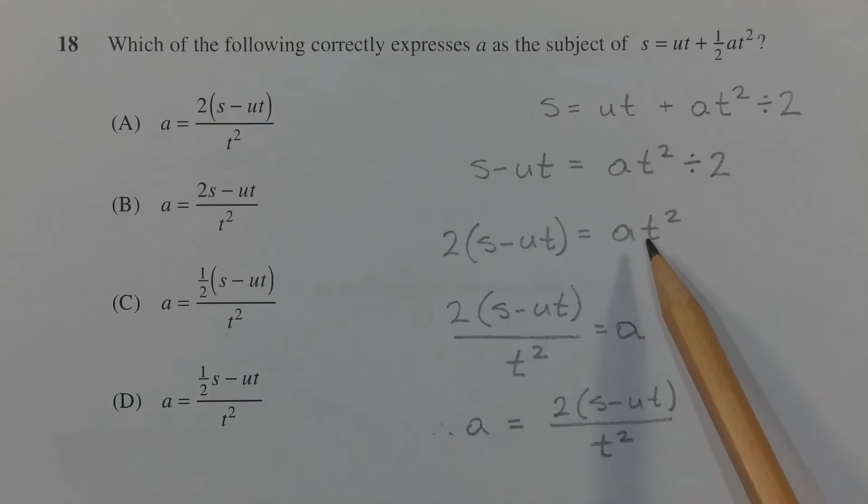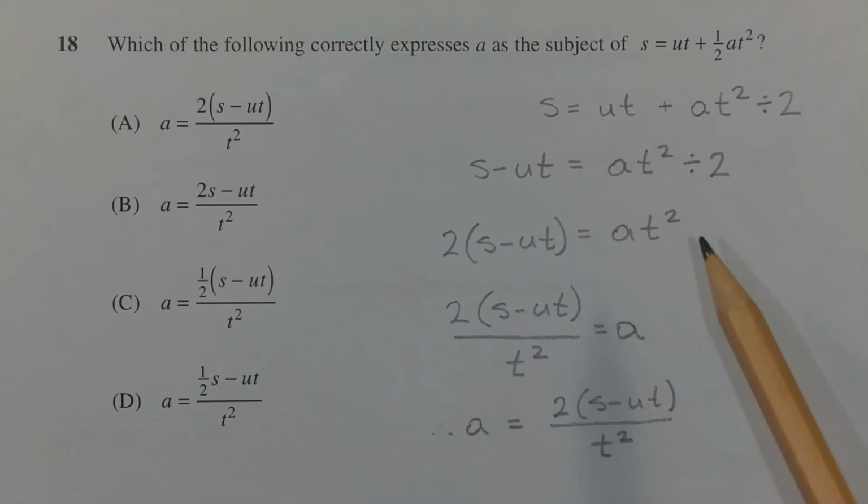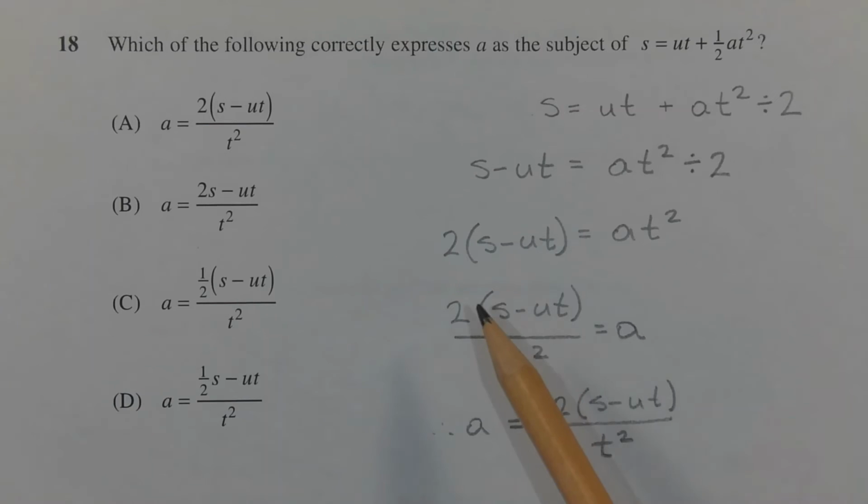So we have A times T squared, but we don't want the T squared on this side. To undo the times T squared, we divide by T squared. So we can move the T squared over to the other side. We get 2 outside of S minus UT in brackets all over T squared is equal to A. And then rewriting the formula so that the A is on the left-hand side, or the subject is on the left-hand side, we get A is equal to 2 outside of S minus UT in brackets all over T squared. Therefore, the correct answer is option A.